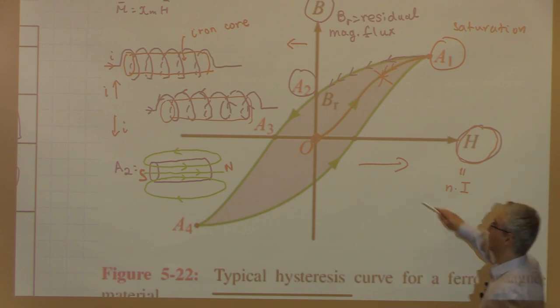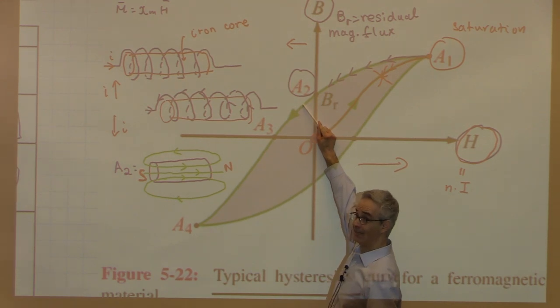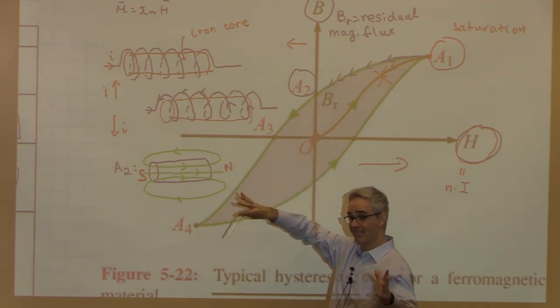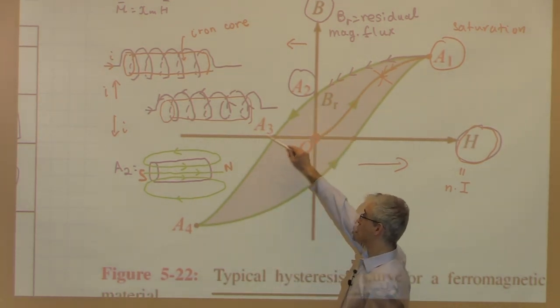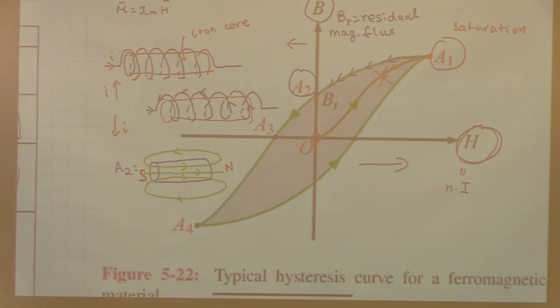And you see, I'm still not on a linear curve, because now these dipoles have been magnetized, have been aligned, and I'm trying to misalign them again. So the new current will try to realign the magnetic dipoles on the other side, and I'm reaching this point here. And at this point, the iron core is demagnetized. Zero magnetic flux. So I have zero magnetic flux.